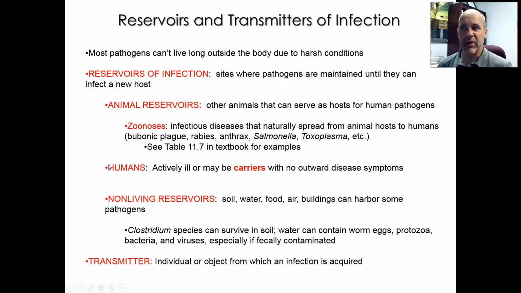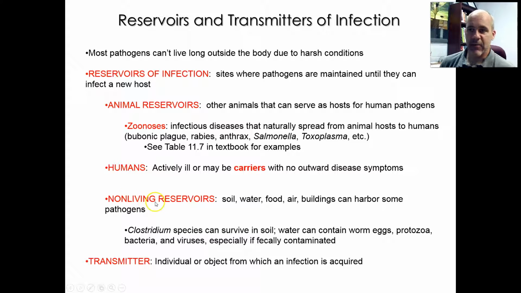Humans can be reservoirs for infection. So if you are actually currently ill with a pathogen, then you are technically a reservoir. You're just an actively ill reservoir. But at other times you might just be a carrier. So this organism is persisting or living inside of you. It's not causing any kind of outward disease symptoms. You don't know that you're sick, but you're functioning as a carrier. And we'll talk about different types of human carriers in more detail shortly.